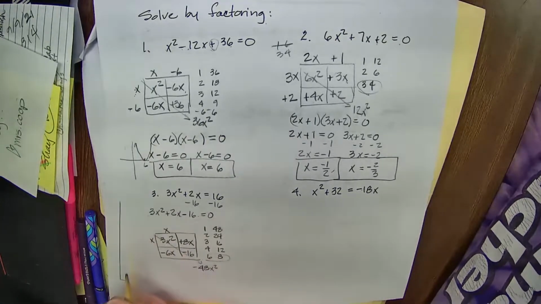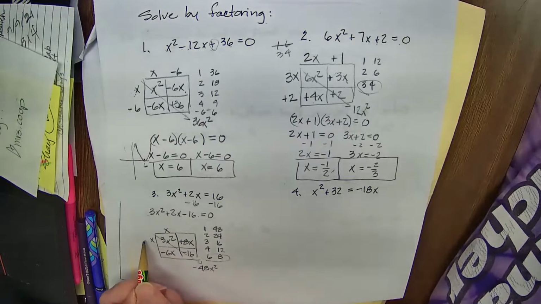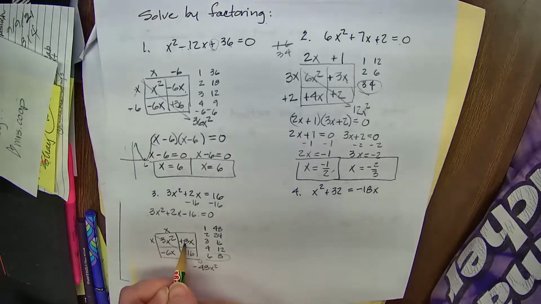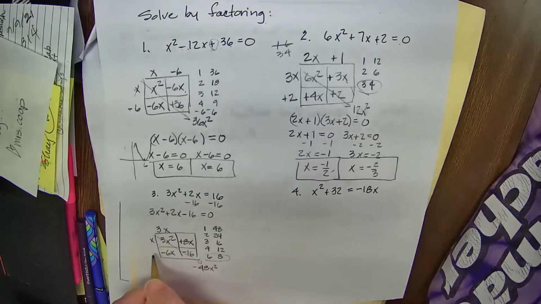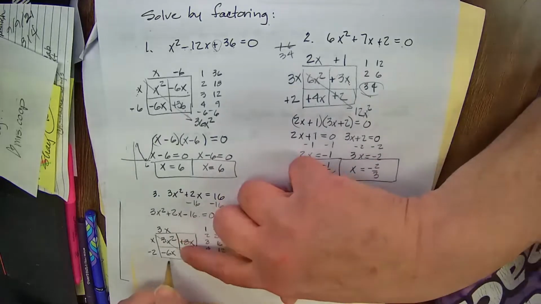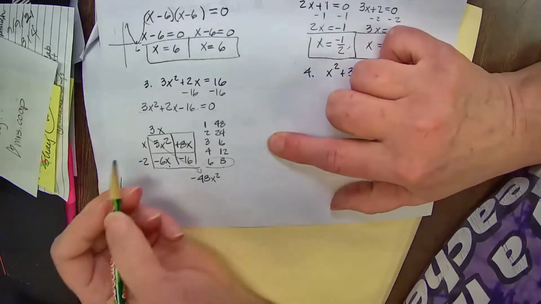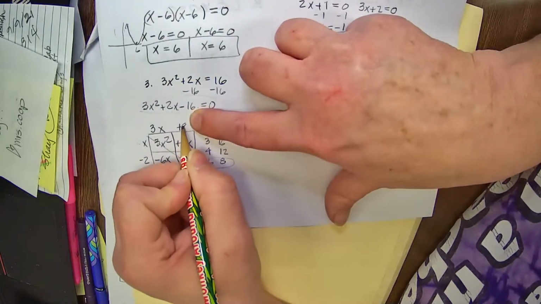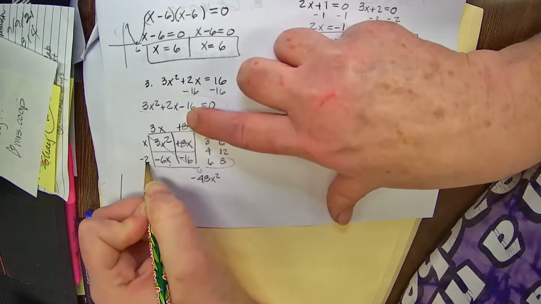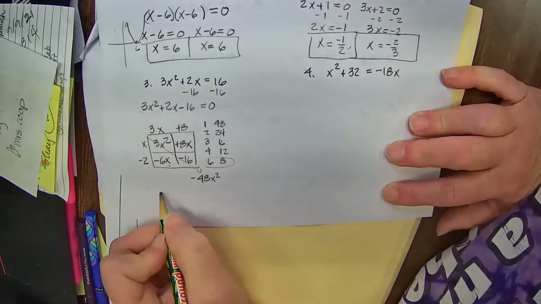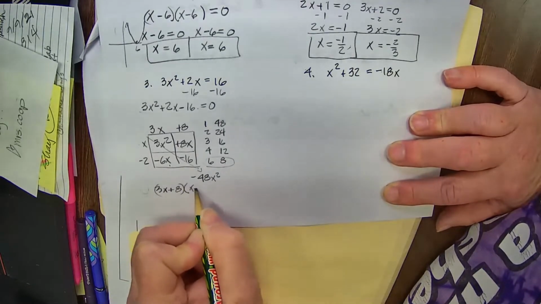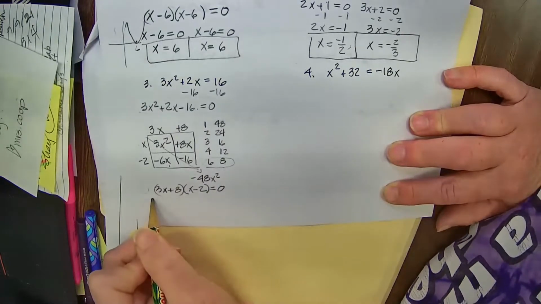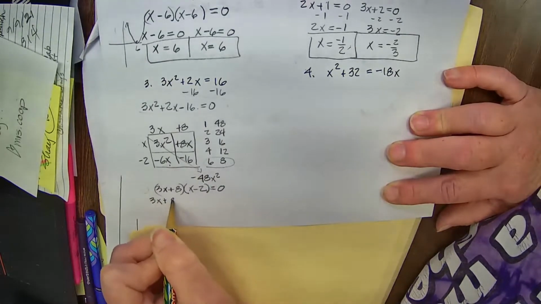Okay, x and x. Now, 3 and 1. If I put my 3 here, it's not going to multiply by something to give me 8 easily. But if I put it here, 3x times a negative 2 gives me that negative 6x. Then I've got 1x times a positive 8 gives me that positive 8x, and negative 2 times positive 8 gives me negative 16. So I now have 3x plus 8 and x minus 2 equals 0. Set each one equal to 0.